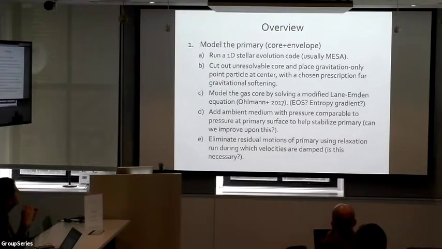We cut out the core, which we can't resolve in our 3D code, and we replace it with a gravitation-only particle at the center with a chosen prescription for the softening. But then we have to model what we took out, that expunged gas part of the envelope, that core. Well, it's the core, but it's the gas in our simulation, the gas component.